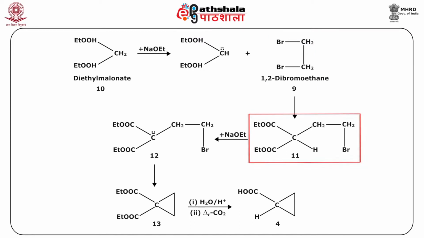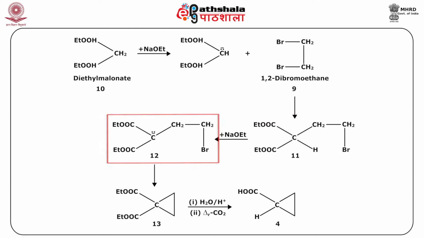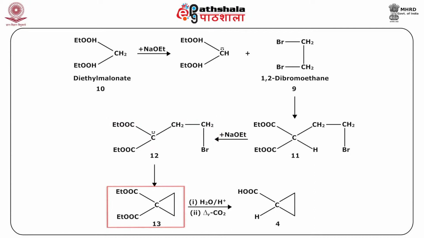The further reaction of the compound 11 with a strong base like sodium ethoxide gives another carbanion, number 12. The carbanion 12 then undergoes cyclization to give the cyclopropane derivative 13. The hydrolysis and decarboxylation of the cyclopropane derivative 13 in the subsequent steps lead to the formation of the target molecule, cyclopropane carboxylic acid, given by the structure number 4.